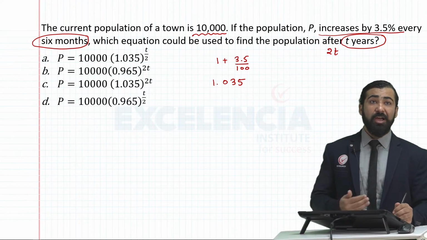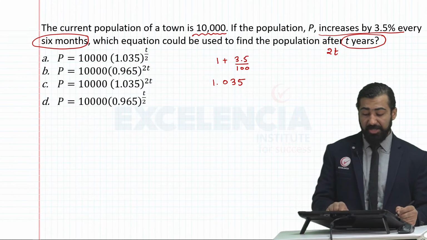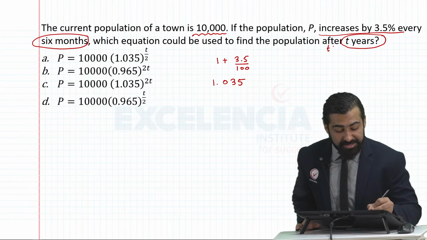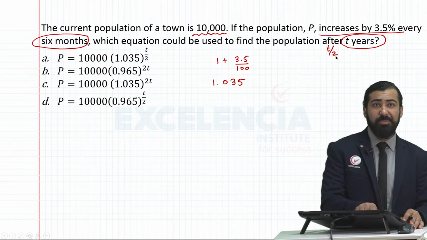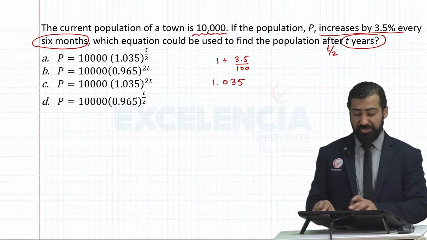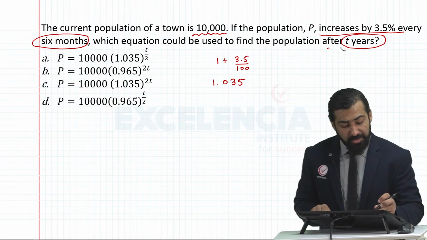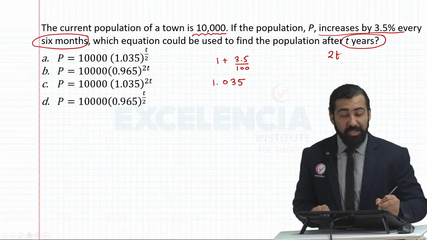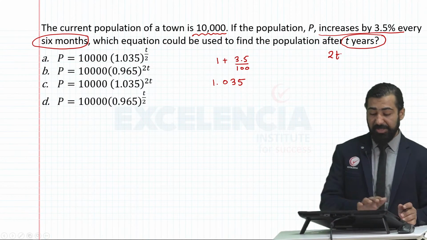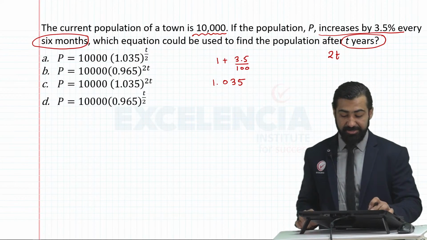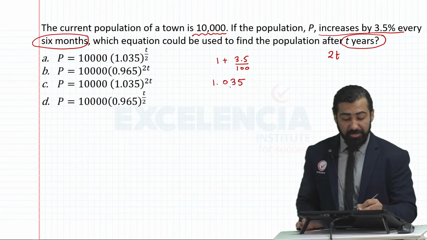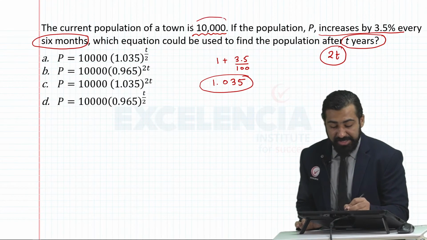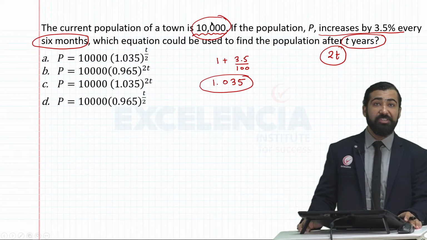So 2T becomes our increasing time, where T is number of years. In 1 year, you're increasing 2 times, so in T years, you'll be increasing 2 times whatever the value T is. Looking at all of this, growth factor is this, you are increasing 2 times a year, starting value is 10,000. Whichever option has all of this is our final answer.